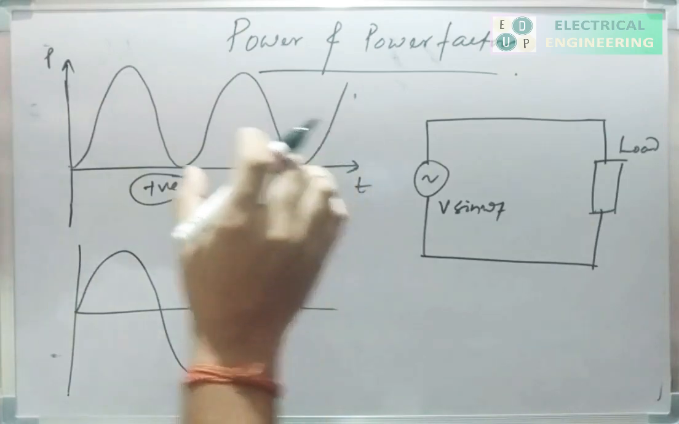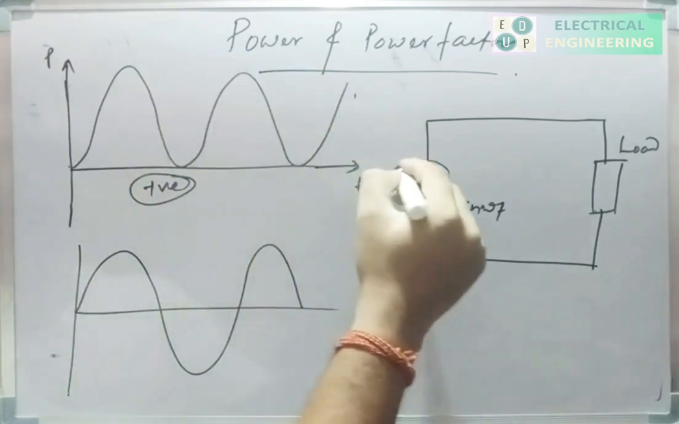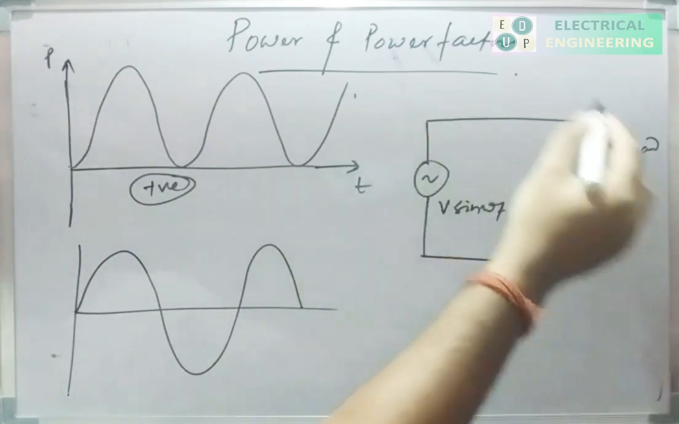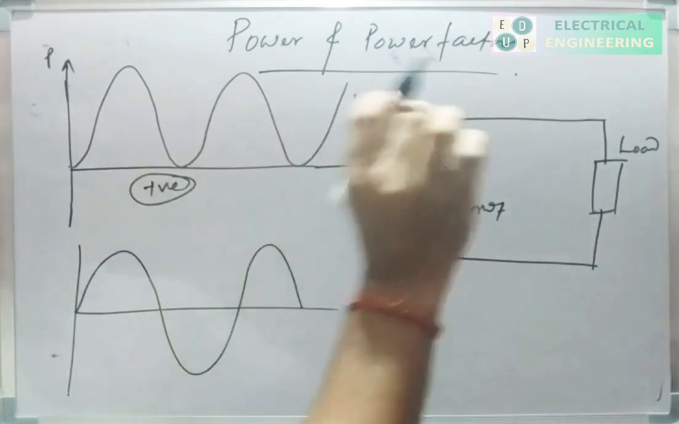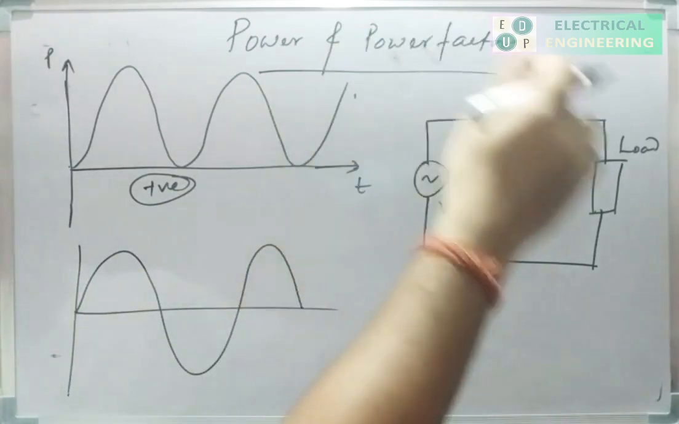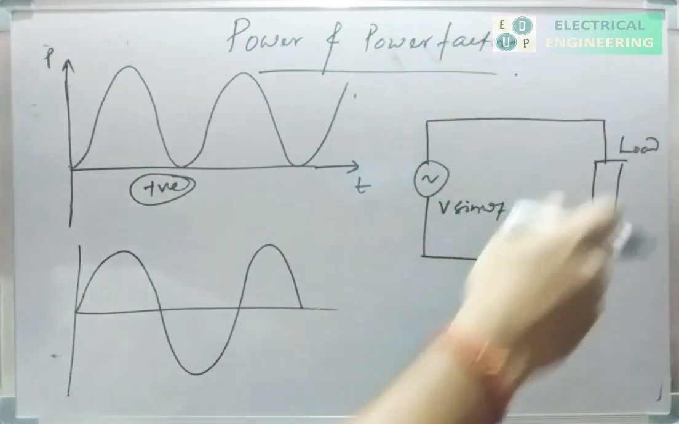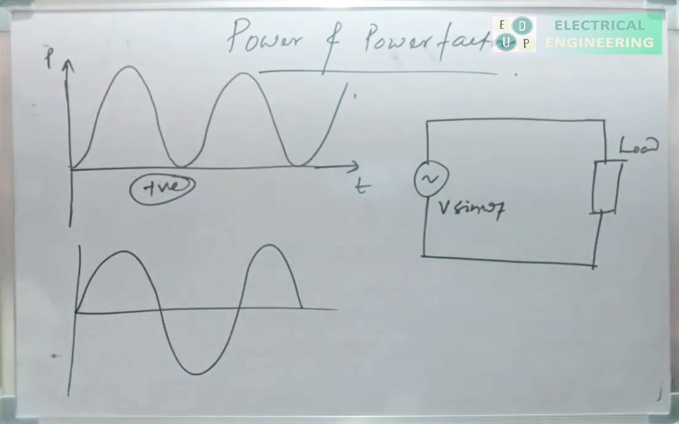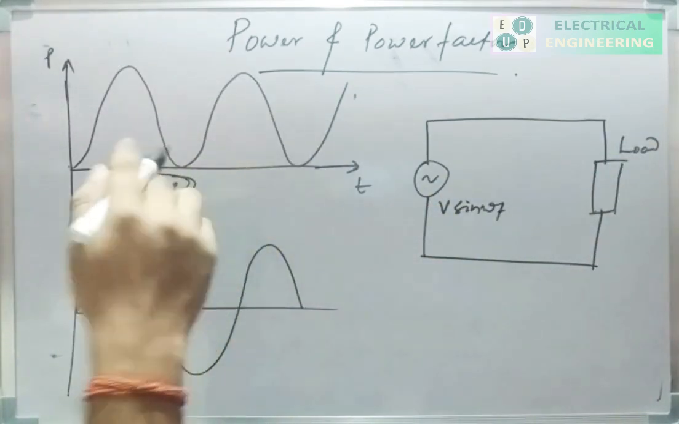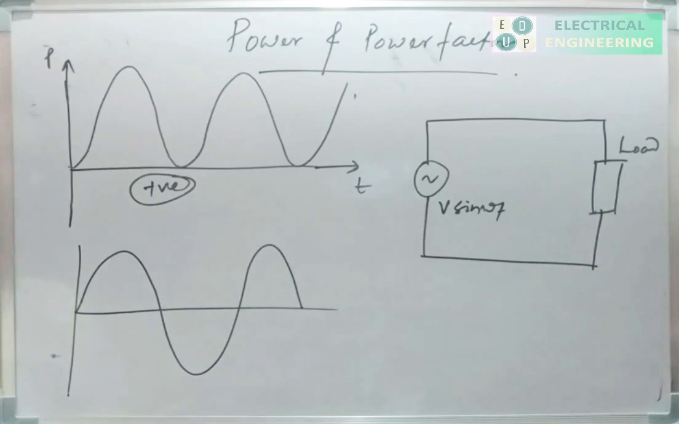That means active power is always positive. Why is it always positive? Because it always flows from the sender to the receiver. But reactive power is oscillating. That means it sometimes goes from sender to receiver, and sometimes it comes back from the receiver to the sender. So it is the real power that we actually use. Here the average power is always positive, but here the average power is 0.